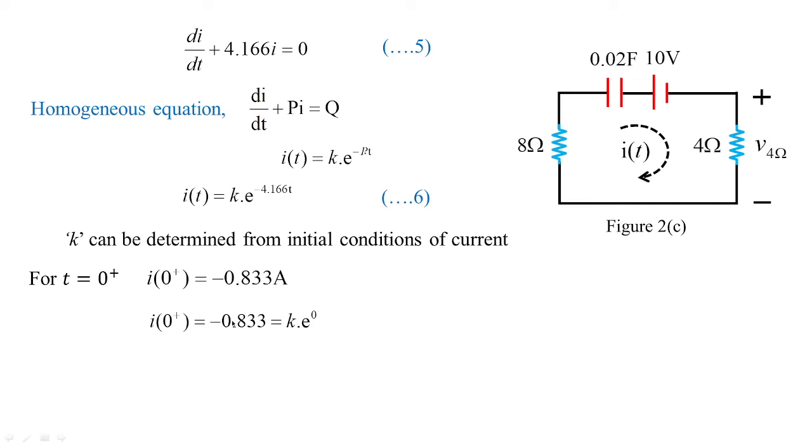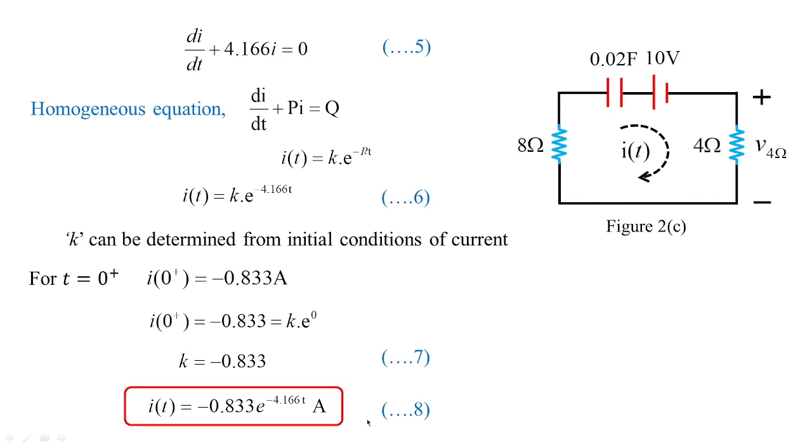So I of 0 plus is equal to minus 0.833, which is equal to k multiplied with e to the power of minus 4.166 multiplied with 0. So it becomes e to the power of 0. Hence the value of k is minus 0.833. Once we obtain the value of k, substitute it in equation 6. So it becomes I of t equal to minus 0.833 e to the power of minus 4.166 t amperes. Equation 8 is very important, that is the transient current which is flowing in the circuit.